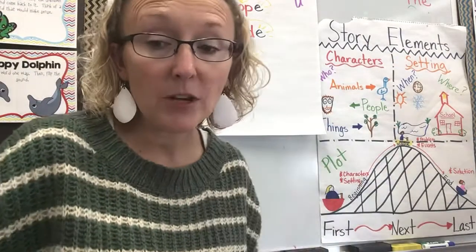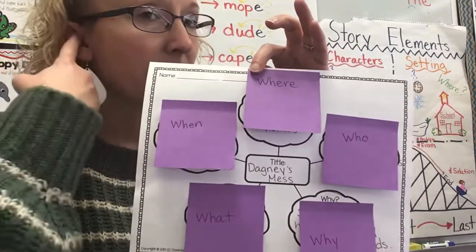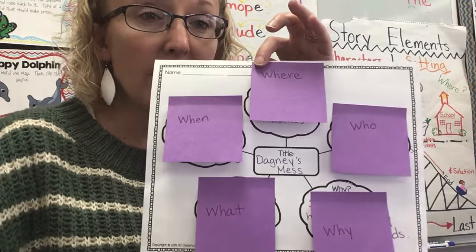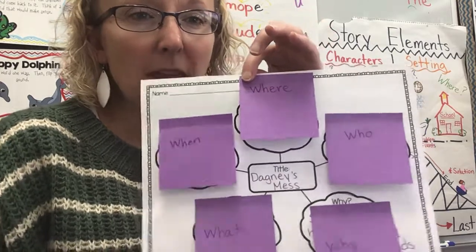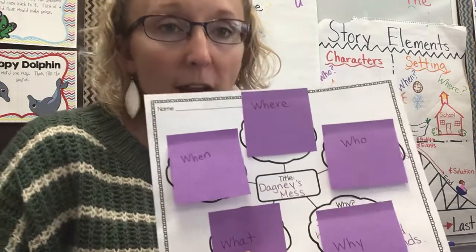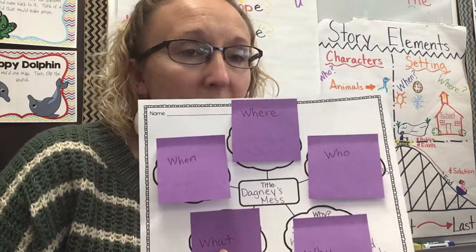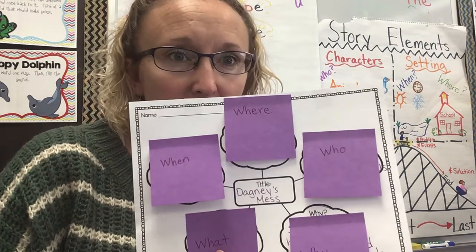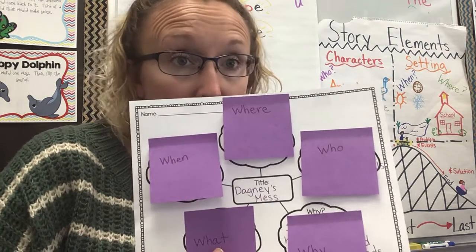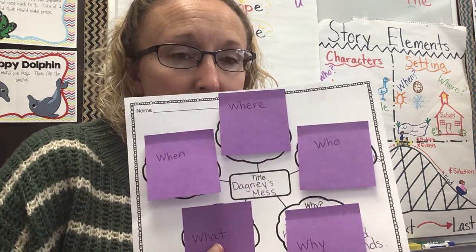Okay, so now that we know the whole story, let's look back at our chart with our W words. Let's start with an easy one, maybe the setting. That would be the when and the where W questions. So, where is this story happening? Well, it doesn't really give us a specific name, like a city or a state. It's kind of in a bunch of different places.